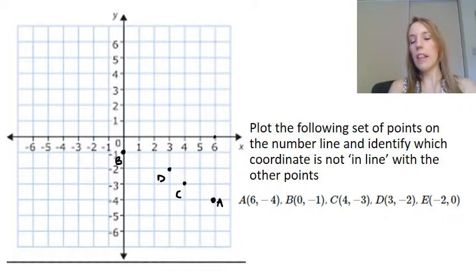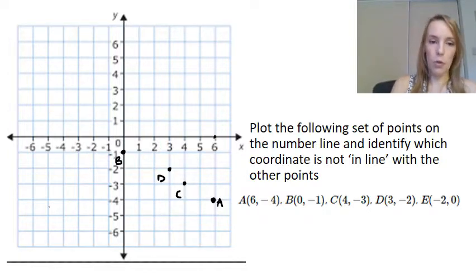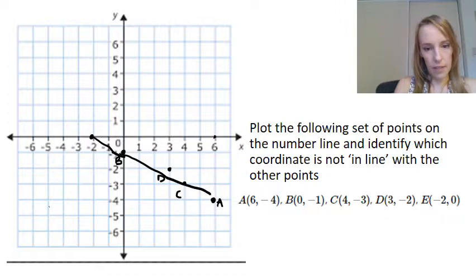That's our D point. And last of all, E is -2, 0. So we're going to find -2 on the x-axis and 0 on the y-axis, so it just stays there. So from there, if we had a ruler, what we could do is draw a line through these points and see which one is not in line with the others.